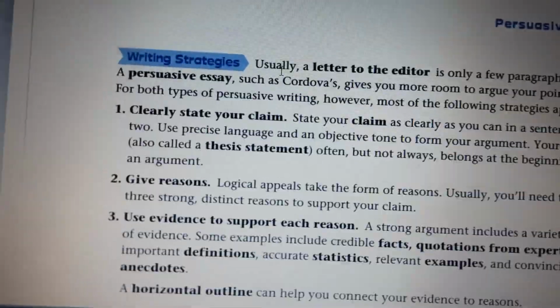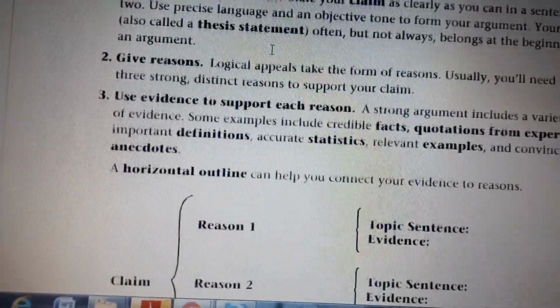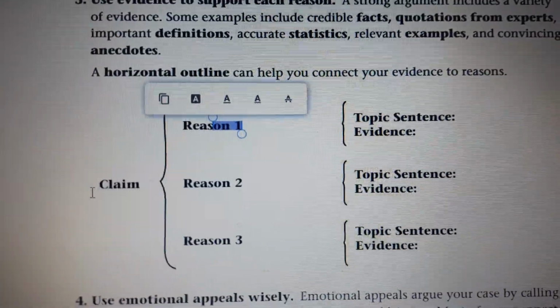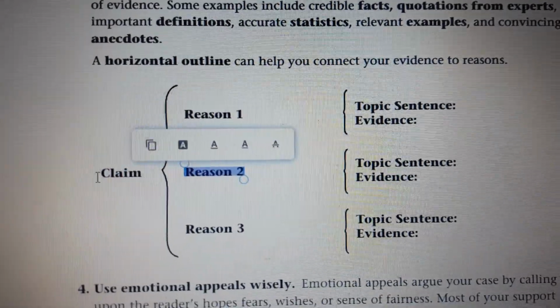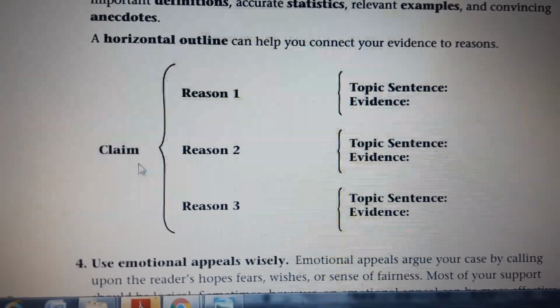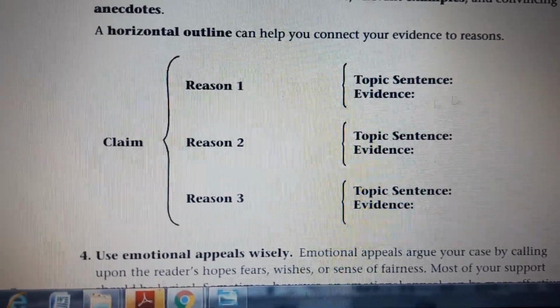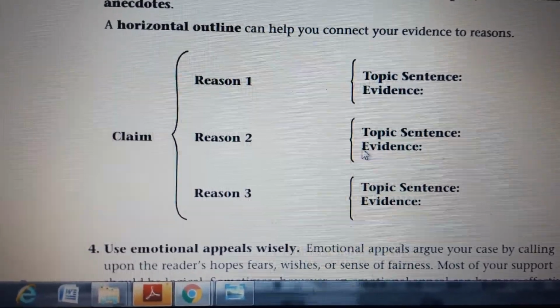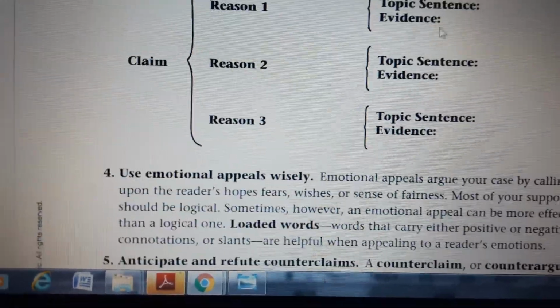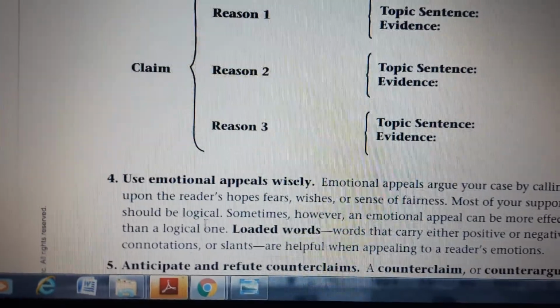Okay, so stick to this idea. Here, we have the claim statement. Reason 1 should support the claim, and reason 2 should support this claim, and reason 3 should also support this claim. Topic sentence, evidence support this one. Topic sentence, evidence support this one, and topic sentence, evidence support this one. But all of these support the claim.